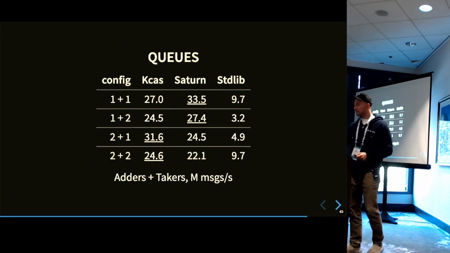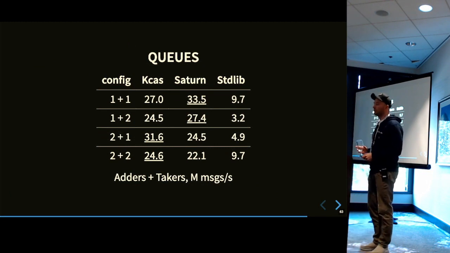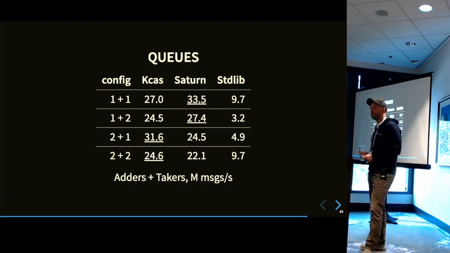Here are results from a set of two benchmarks that have a single shared queue accessed by multiple domains running in parallel. The standard library version naively uses a mutex to protect a sequential queue. The Saturn version uses a lock-free Michael-Scott queue implementation. As can be seen, the kcas queue does not perform all that badly. In this benchmark, kcas even beats the lock-free Michael-Scott queue of the Saturn library in a couple of configurations.